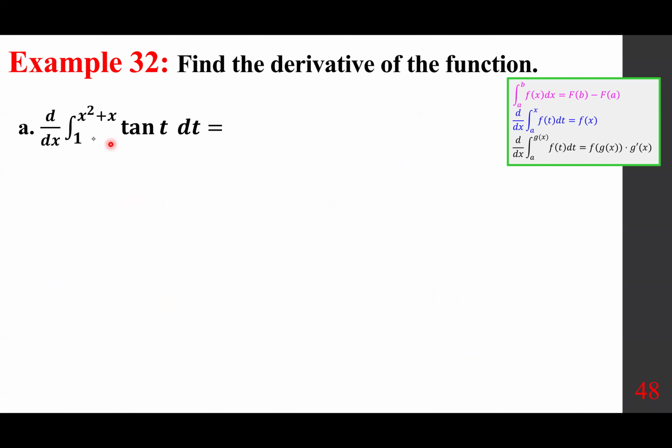But about this one, we are going to go with the same process that we just explained. We are going to look at this one and say f of t is tan t. So replace the t with the upper limit. It becomes f of g of x. That means tan of x squared plus x. And then times its derivative. The derivative is 2x plus 1, times 2x plus 1. And of course, we put that in front.